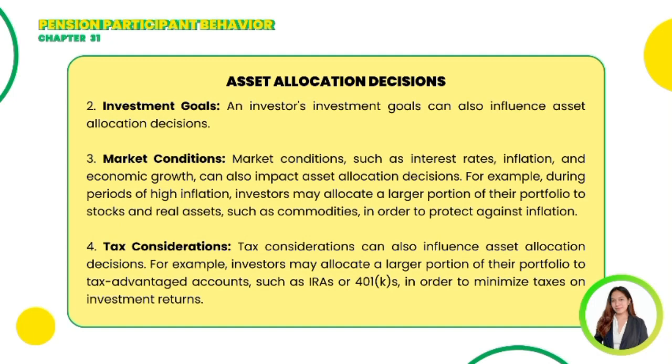The last one would be tax considerations. Tax considerations are a significant factor to consider when making asset allocation decisions. Investors may choose to allocate a larger portion of their portfolio to tax-advantaged accounts, such as individual retirement accounts, IRAs, or 401ks, to minimize taxes on investment returns. Additionally, they may choose to invest in tax-efficient assets, such as index funds, to minimize taxes on capital gains and dividends. On the other hand, investors may choose to hold tax-inefficient assets, such as bonds or actively managed funds, in tax-advantaged accounts to minimize the tax impact on their overall portfolio.